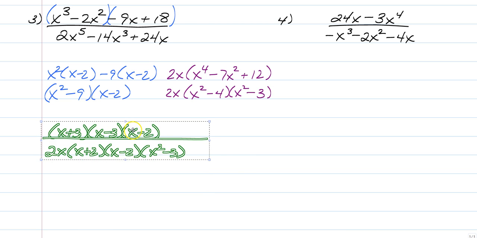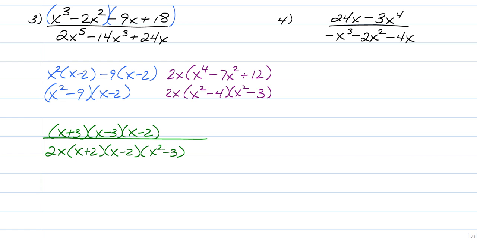So now what are we going to do? We're going to see if we can cancel anything. We can cancel x minus 2's. So that creates our hole. And I'm just going to set that equal to 0 now, and x equals 2 is going to be one of my restrictions. Now the other thing I have to do is remember we need to set anything that's in the denominator equal to 0.